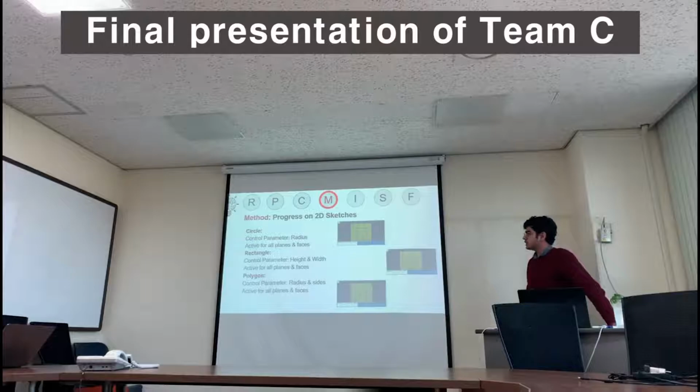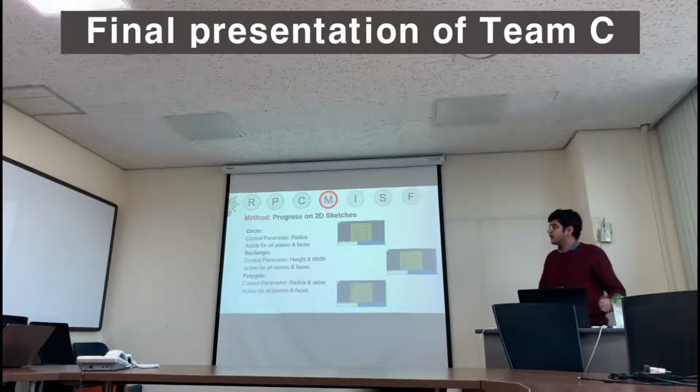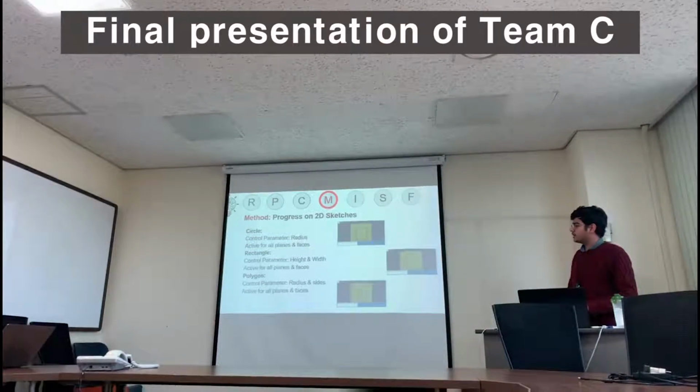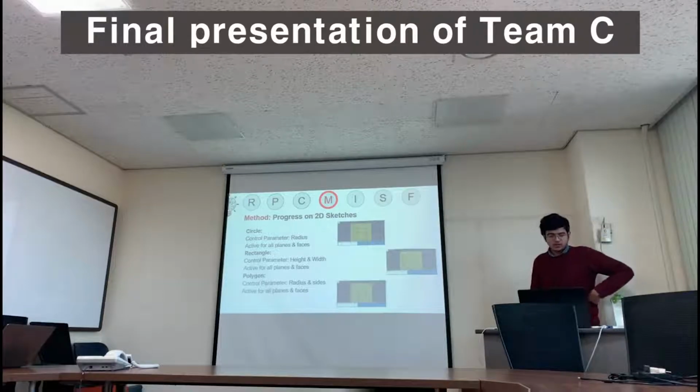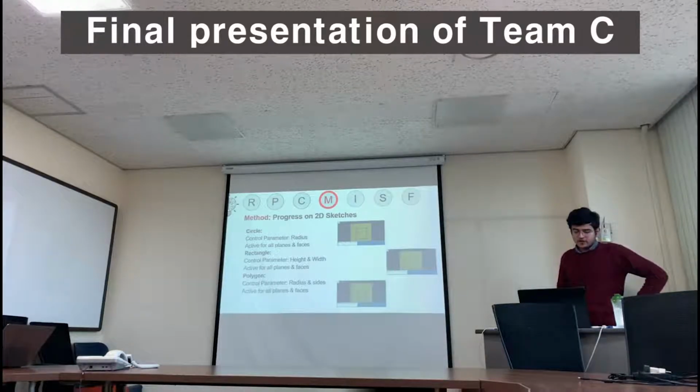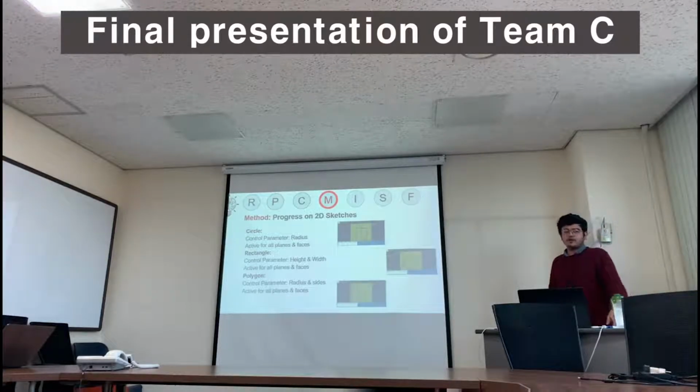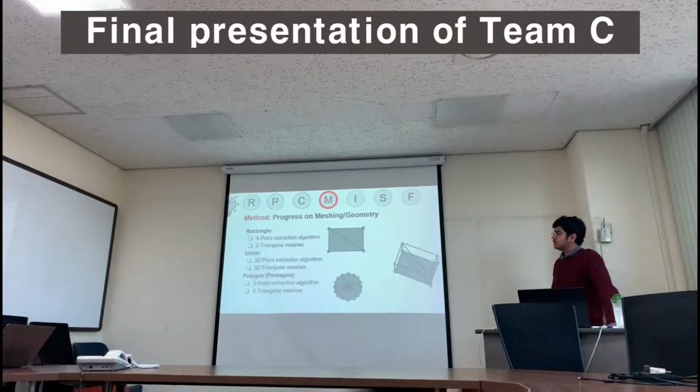Progress on 2D sketches: up to the midterm we had circle and rectangle, so we decided to do the polygon. So we now also have polygon available. You can put the radius and you can put the number of sides, depending on the same mathematics. So you will get a different number of sides.